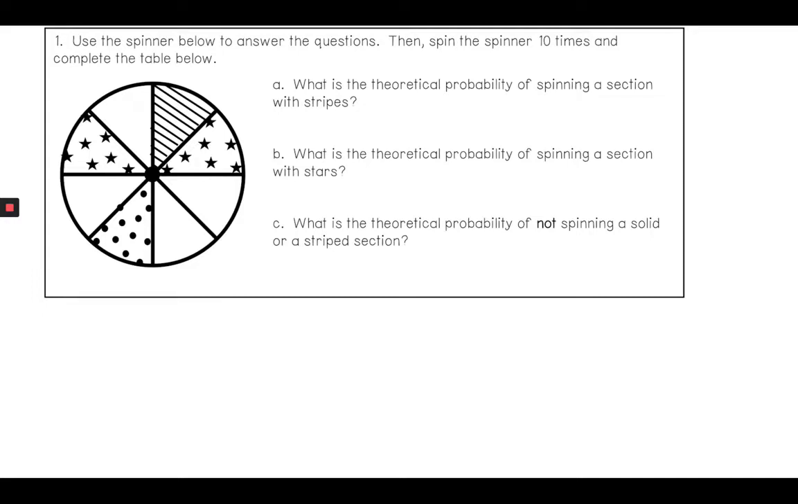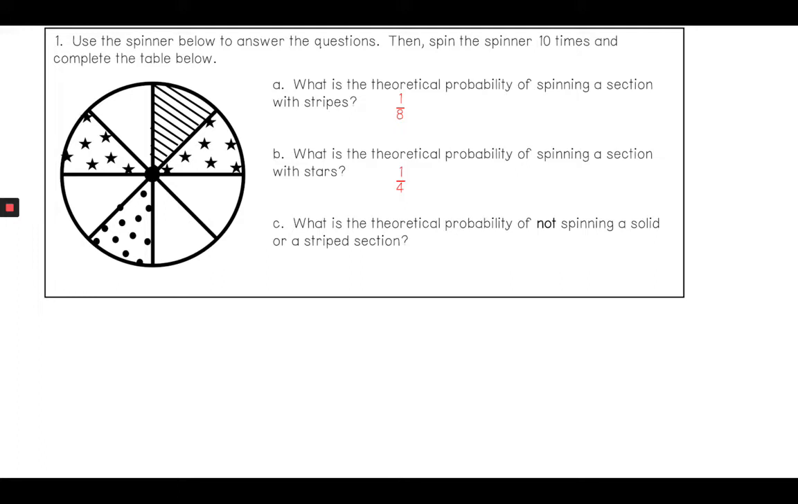The very first one says, what is the theoretical probability of spinning a spinner with stripes? So in theory, it looks like there's 8 total outcomes, and only one of them is a stripe. So I have a 1/8 chance of spinning a section that has a stripe. And then what is the theoretical probability of spinning a section with stars? Well, there's 2 stars here, so that would be 2/8, which would reduce down to 1/4. So I have a 1/4 chance of landing on a star in theory.